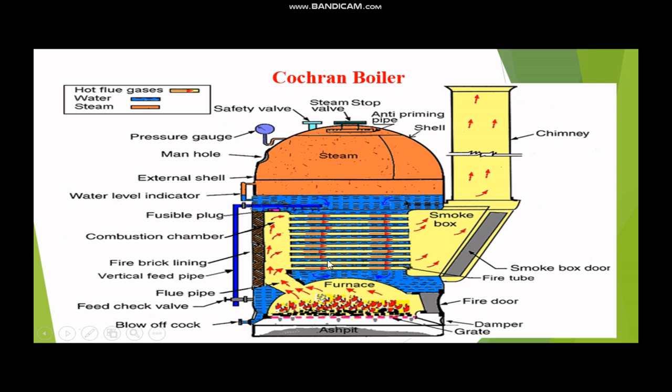Now the flue gases flow over here, and the water takes the heat of the flue gases and gets heated, converting into steam. So this portion is nothing but the steam portion. That steam then goes through the steam stop valve. Before that, we can see the pressure of the steam through this pressure gauge. This is the safety valve.